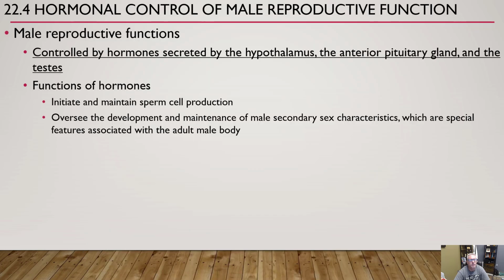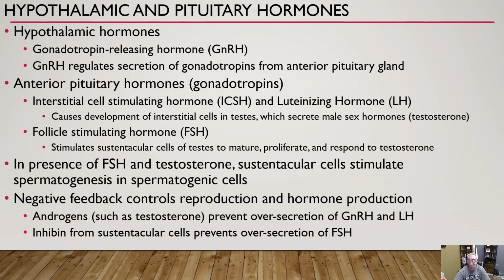Reproductive functions in the male are controlled mostly by the hypothalamus, anterior pituitary, and the testes. And the functions of the hormones are basically to initiate and maintain sperm cell production, and oversee secondary sex characteristics. For the hypothalamus, we have gonadotropin releasing hormone, or GnRH. And GnRH regulates the secretion of your gonadotropins from the anterior pituitary.